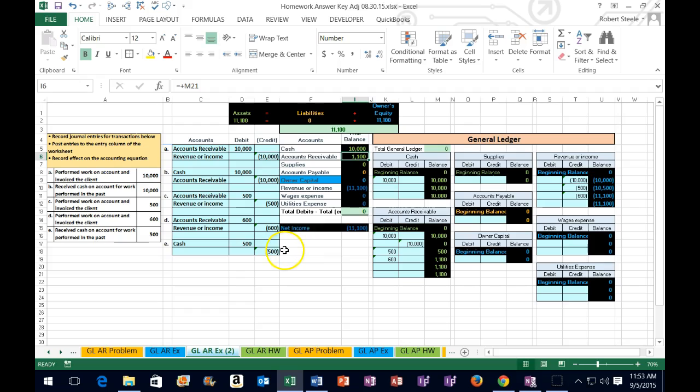We already know it's going to be credited. Does that make sense? Well, this is a debit balance. To make it go down, we do the opposite thing to it, which in this case would be a credit. So let's post it and see if it goes down like we think it should.